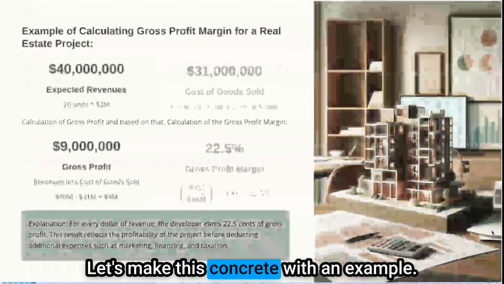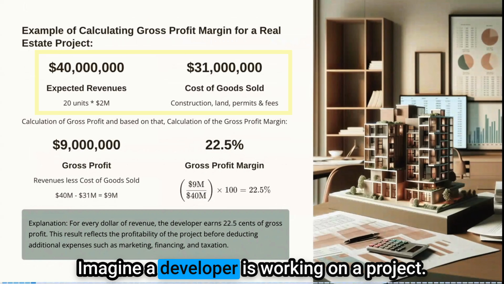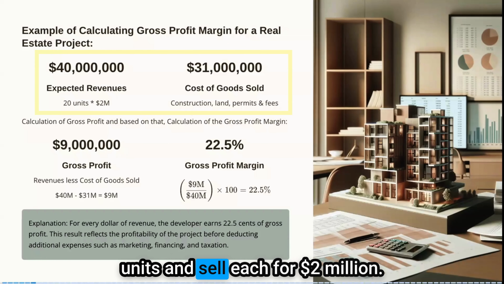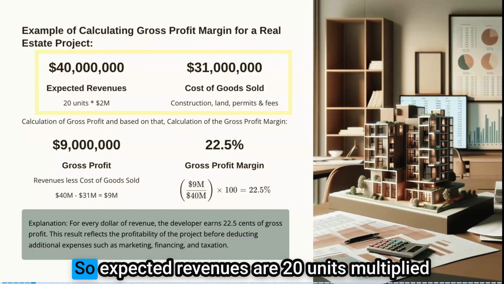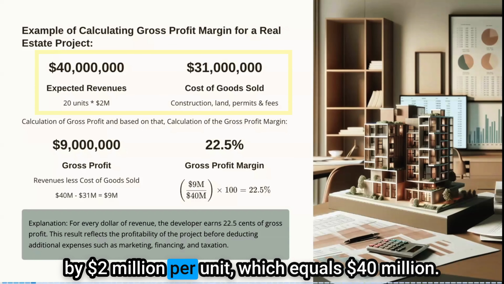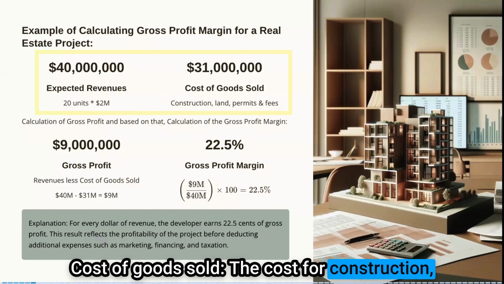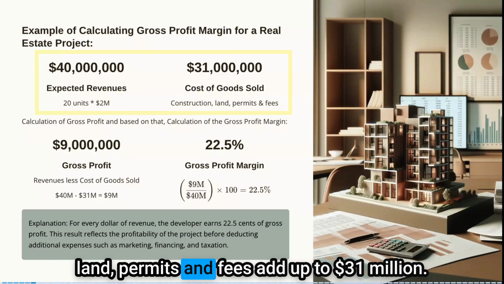Let's make this concrete with an example. Imagine a developer is working on a project. The developer plans to build 20 units and sell each for $2 million. So, expected revenues are 20 units multiplied by $2 million per unit, which equals $40 million. Cost of goods sold, the cost for construction, land, permits, and fees add up to $31 million.